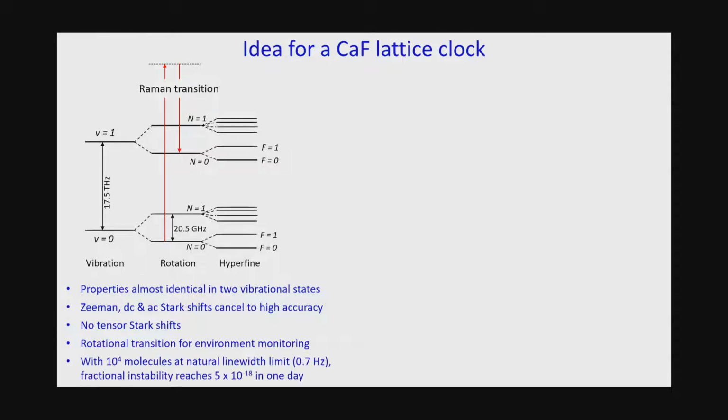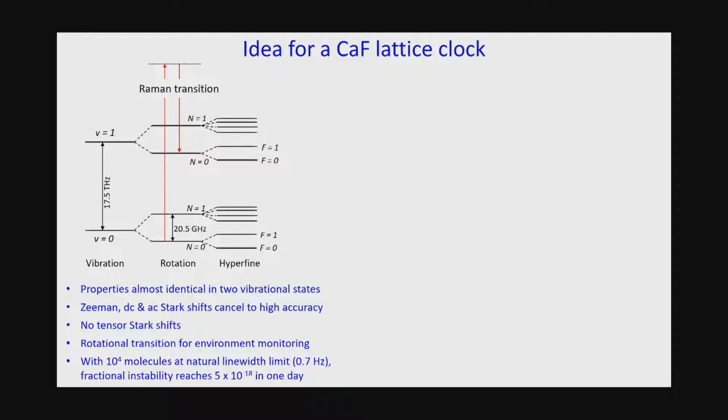If we put in the numbers here, if we take 10 to the 4 molecules in the lattice, which has already been achieved at Harvard, and a clock operating at the natural line width limit, then we would expect a fractional instability of 5 times 10 to the minus 18 in 1 day, which is an interesting level of precision.